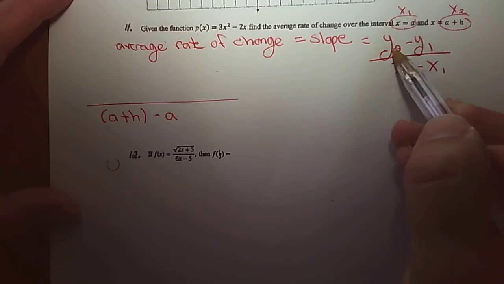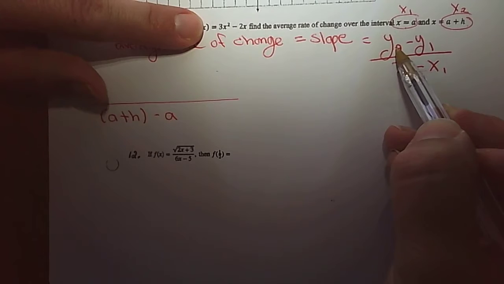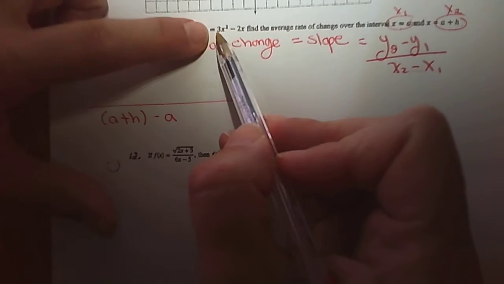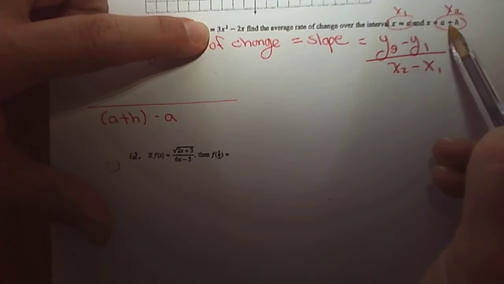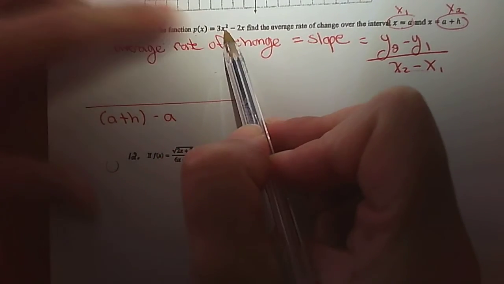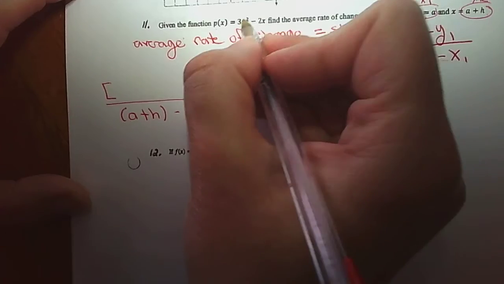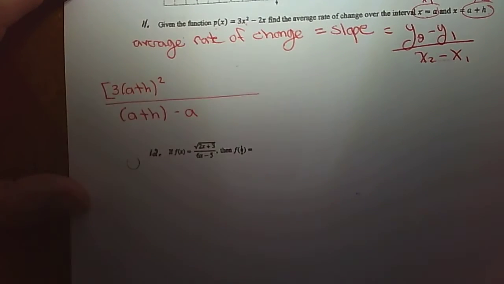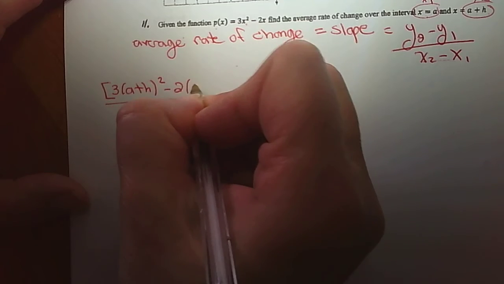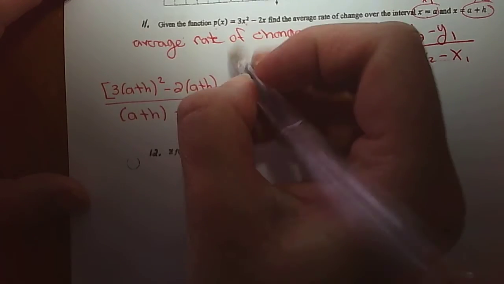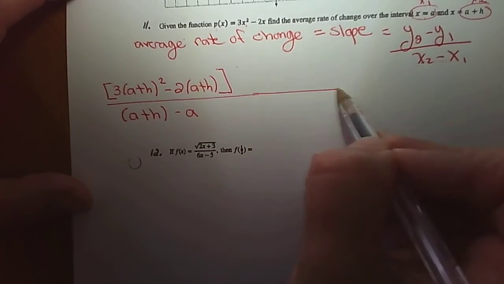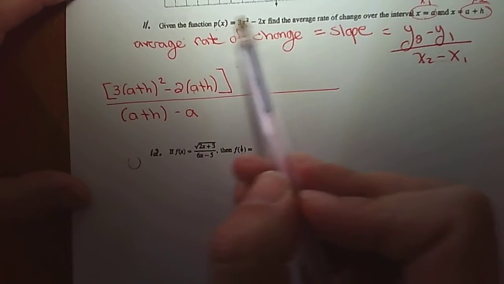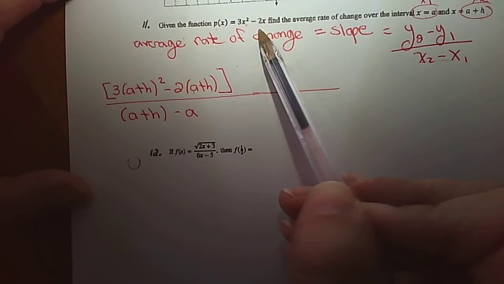Now, y2, that means this is your y, right? What we're going to do is take this and plug in a plus h where we see the x. So I want to put this in a bracket. I'm going to do 3 times (a plus h) squared minus 2 times (a plus h). Boom, boom, boom. So this right here represents y2. I took the equation and I plugged in x2.